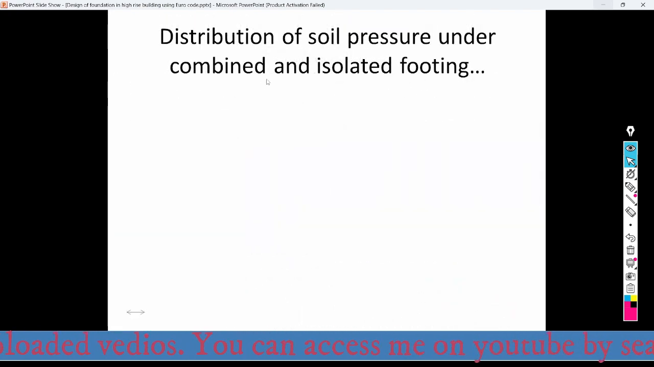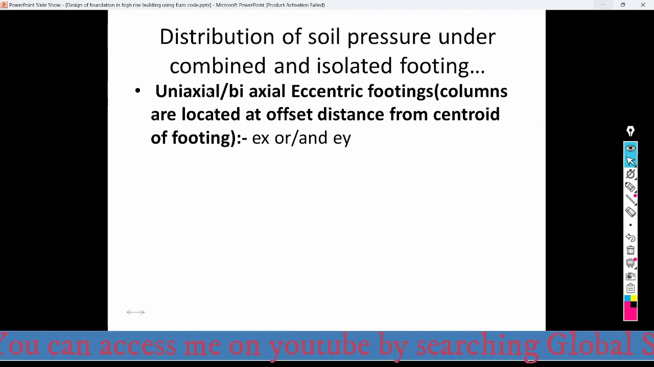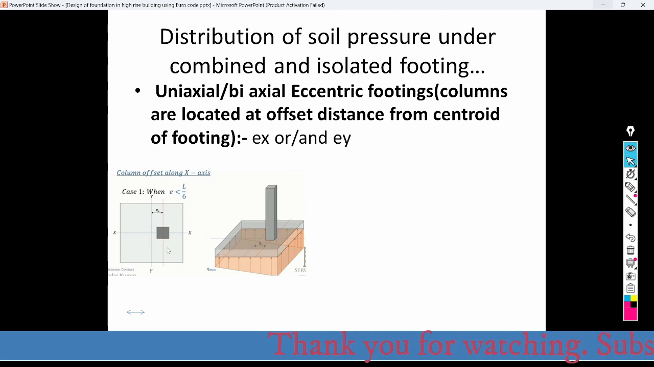The distribution of soil pressure under combined and isolated footing. Here, if there is an offset geometrical arrangement of the column with reference to the footing, that means if there is an EX or EY, but EX and EY are the geometrical eccentricity, not the load eccentricity. Here, this column is located at some distance, that is X, in this direction. Then the stress distribution looks like this.